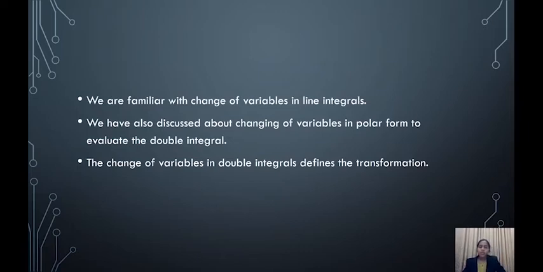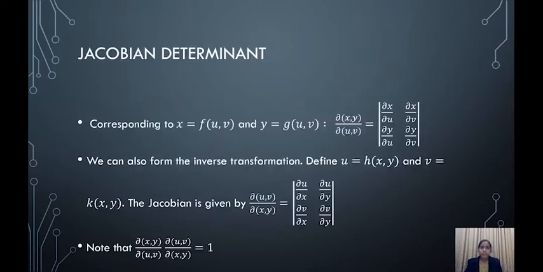Now to evaluate the double integrals, we have to introduce another terminology which is called the Jacobian determinant. It is simple. Given that the transformation is x is equal to f of u comma v and y equal to g of u comma v, these are the two transformations of x and y. Then the Jacobian determinant is given by dou of x comma y by dou of u comma v. And what is this value? This is nothing but the determinant of dou x by dou u, dou x by dou v, dou y by dou u, dou y by dou v.